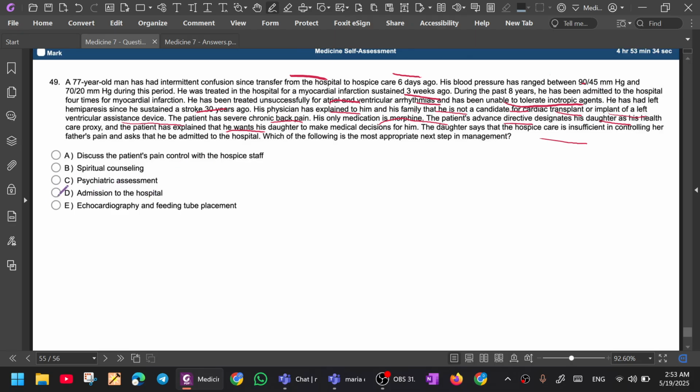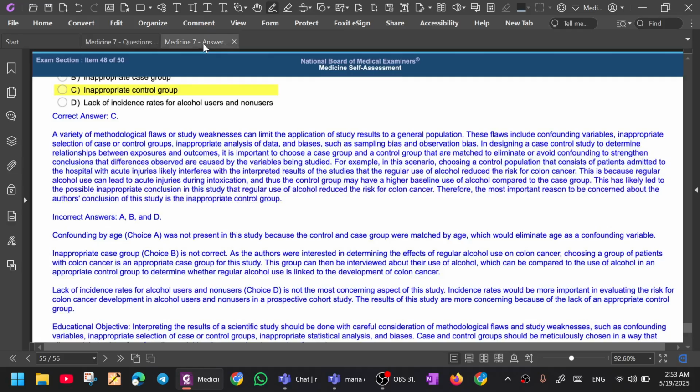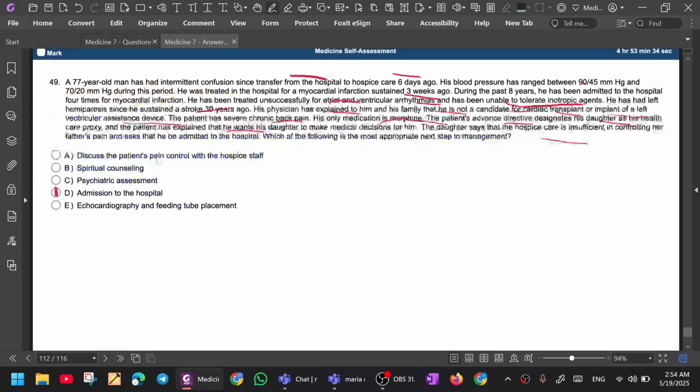Feel like it's D. Ready? Okay, feel like it's D as in dog, but let's see. I have chosen that. If you are right, I am wrong. But D, I thought so too. Yeah, this looks like the answer, because the daughter is the healthcare proxy.